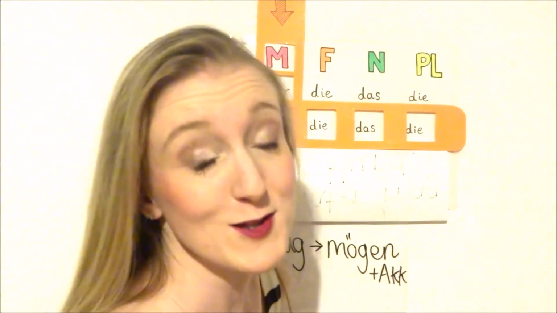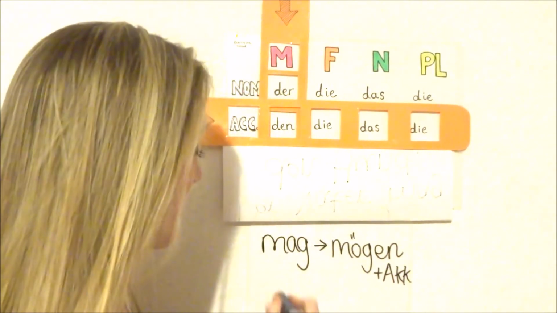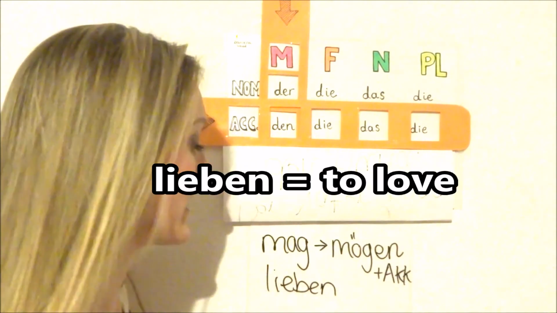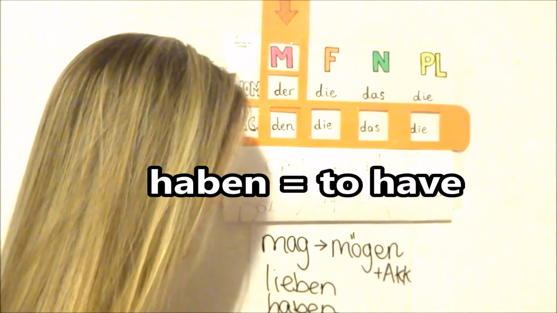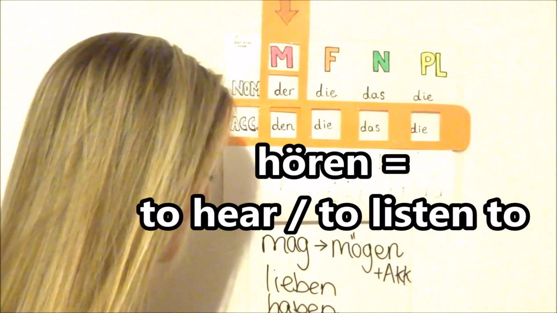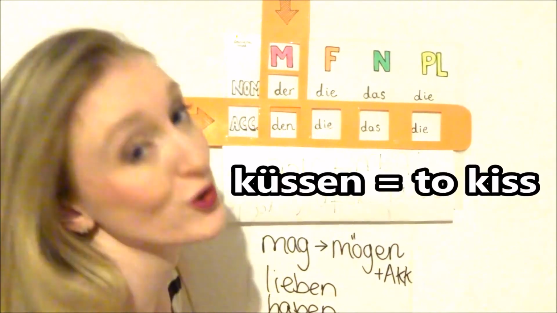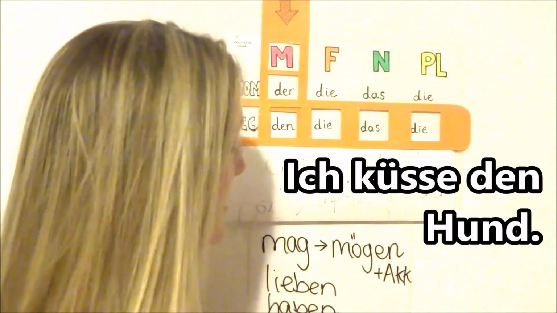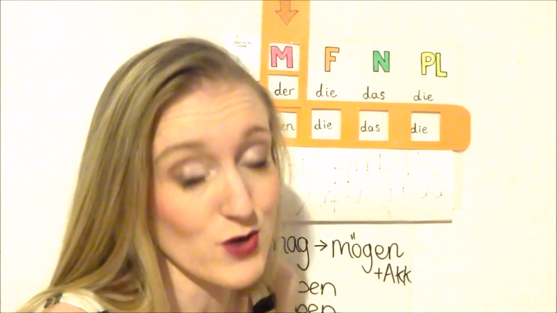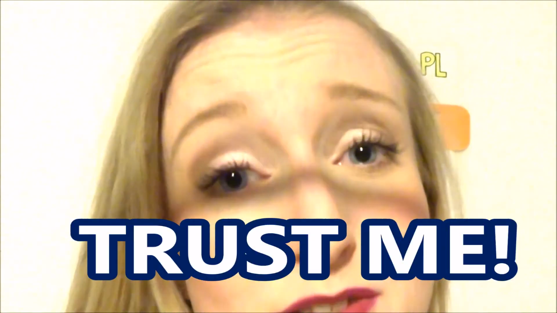Of course, there are lots and lots of other verbs that take the accusative, including lieben, haben, hören, küssen. I kiss my dog a lot, so ich küsse den Hund. As you are talking more and more German and as you are hearing more and more German, you will get to know which of the verbs are followed by the accusative and which are followed by nominative, and so on. Trust me on that one.